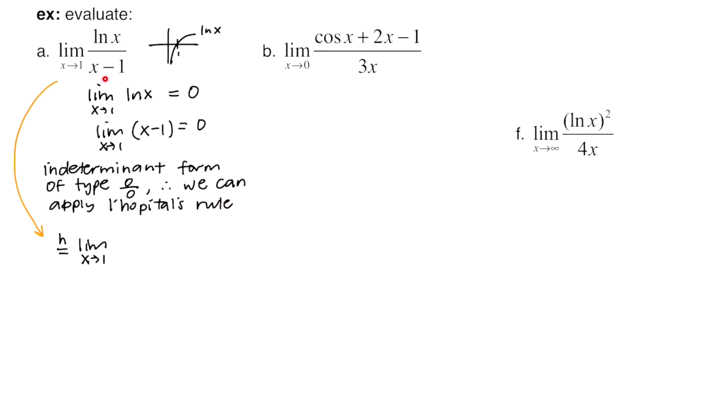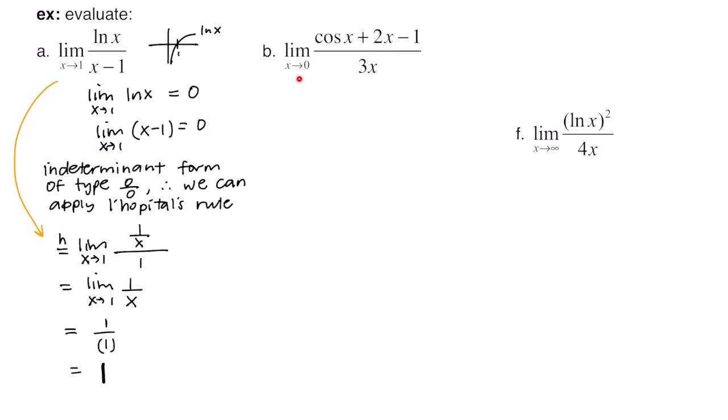So this limit is going to be equal to the limit as x goes to 1, and what we're going to do is take the derivative of the numerator. The derivative of ln of x is 1 over x. The derivative of the denominator is just 1. I put a little h over the equal sign so that I know from here to here is where I applied L'Hopital's rule. So 1 over x divided by 1 is just the same as 1 over x. And then finally, the limit as x goes to 1 of 1 over x, you can plug in 1 by the direct substitution property, and we get 1 as our final answer.